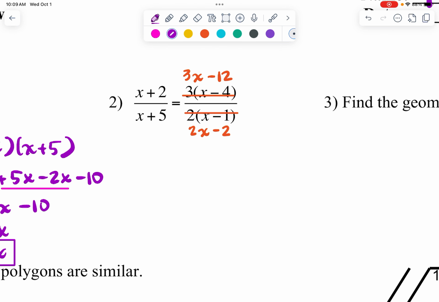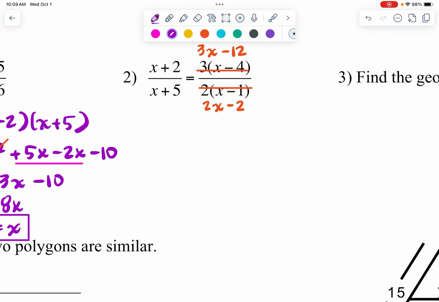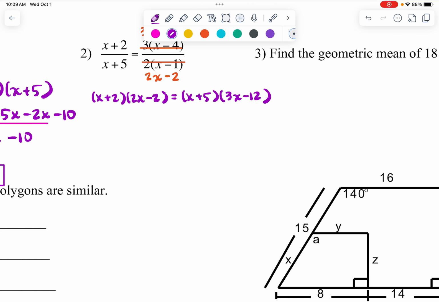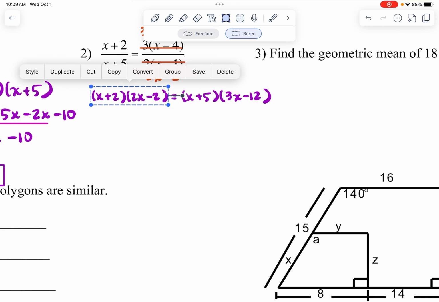And then we're right back to the previous problem that we just did, right? So we have our x plus 2 times 2x minus 2. And then our x plus 5 cross multiplies with the 3x minus 12. All right, and then let me scooch that up a little bit. All right, we're going to FOIL those out.